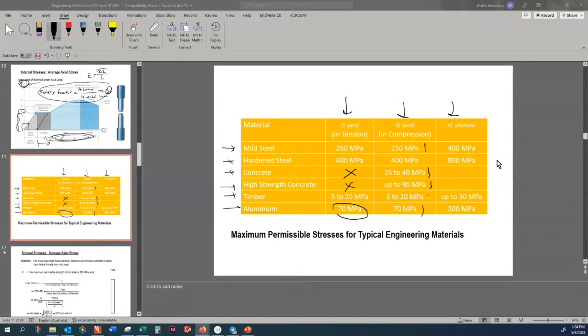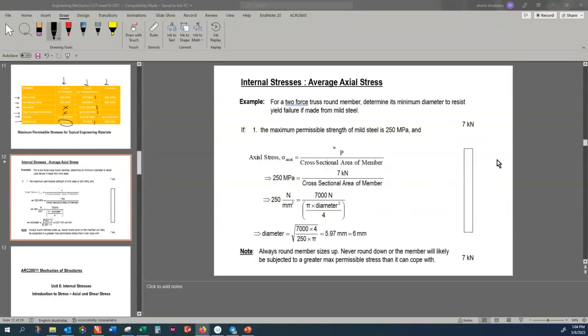Let's go on. Now we want to apply this understanding to a problem. In this example, this problem is a bar which is subjected to 2 forces, 7 kilonewton. I want to find what should be the diameter of this bar, and I know that this is made of mild steel.